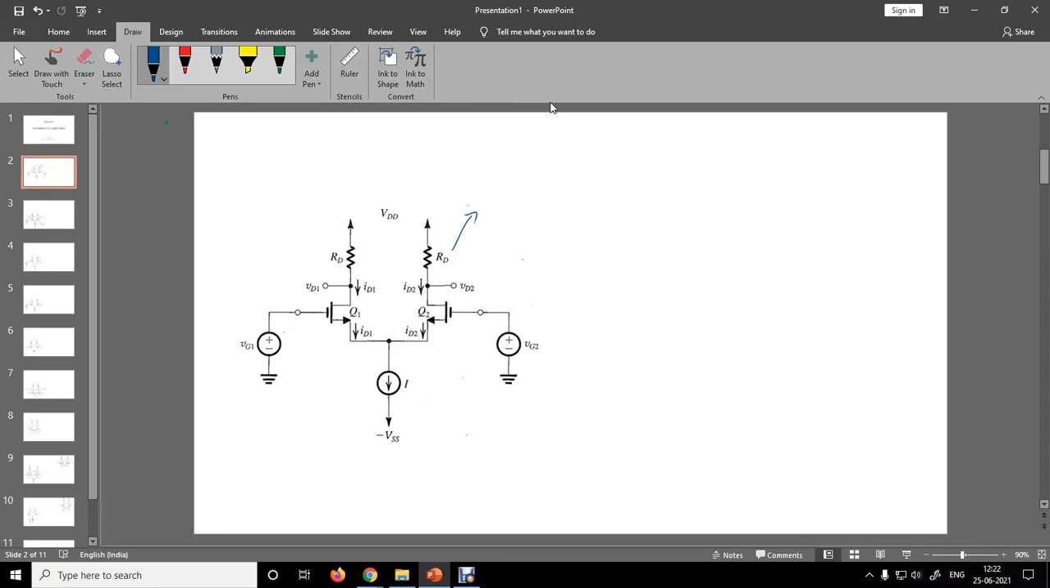RD is actually your load resistor. Think of it as two CS amplifiers which are connected like this, biased with one current. This is one CS amplifier. This is another CS amplifier. So it is biased like that, biased with one current I.